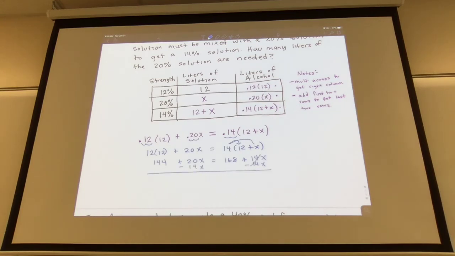Once we get to this point, get 6x by itself, so subtract 144 from both sides.